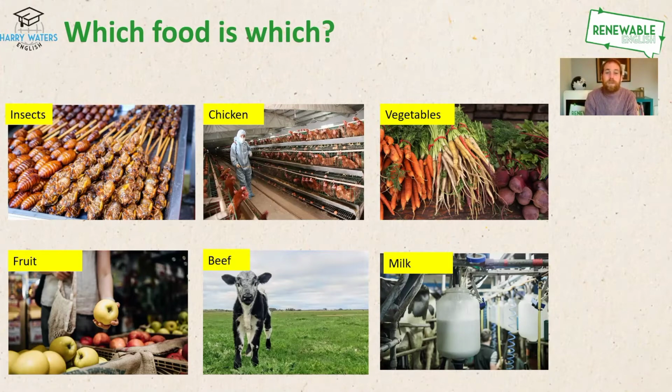Next is the fruit. The fruit. Then the meat that we get from cows is beef. And finally, not technically a food, I guess we now more commonly have it as a drink. It is milk. How many of those did you get right?